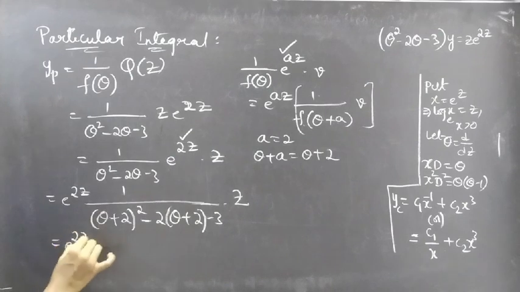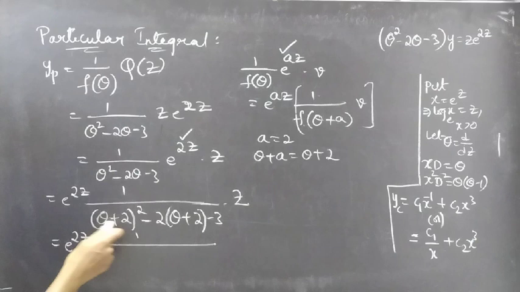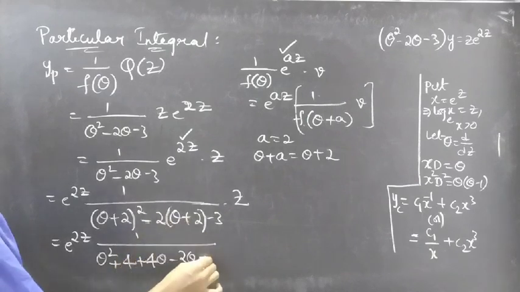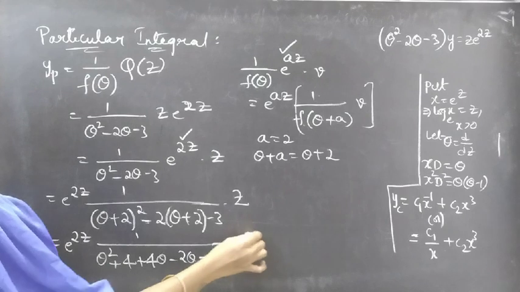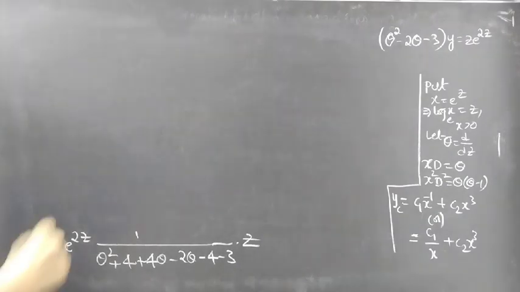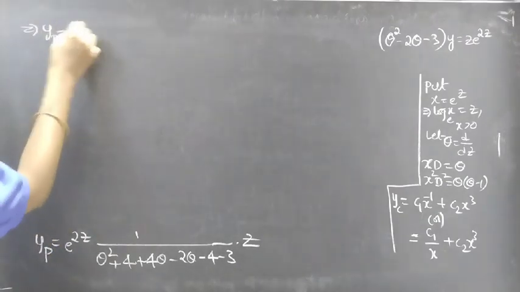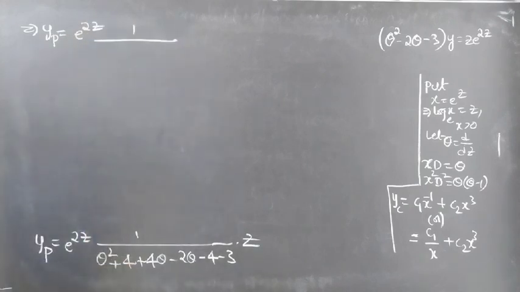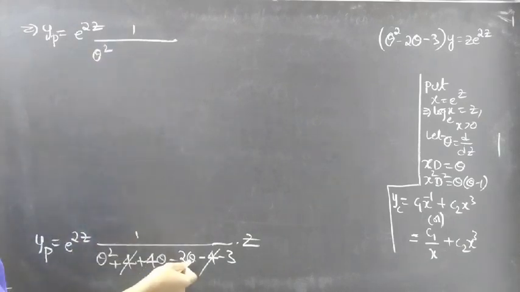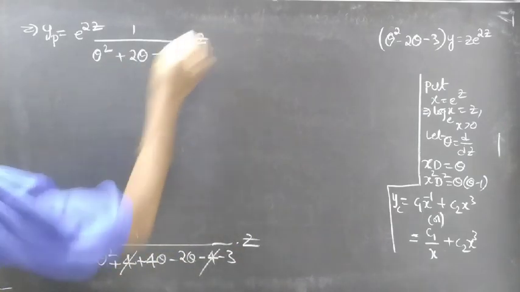This is equal to e power 2z into 1 by, expand theta plus 2 whole square using the a plus b whole square formula. We'll get theta square plus 4 plus 4 theta minus 2 theta minus 4 minus 3 into z, right? Now yp becomes e power 2z into 1 by, here plus 4 minus 4 gets cancelled and we'll get theta square plus 4 theta minus 2 theta, which is plus 2 theta, minus 3 into z, right?